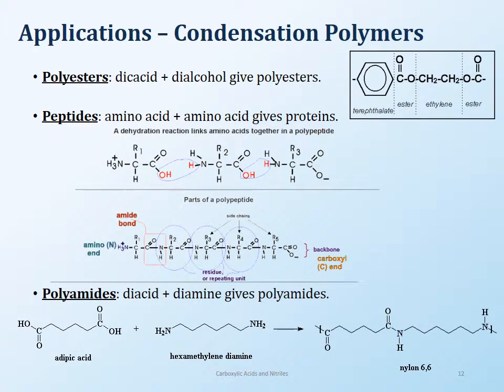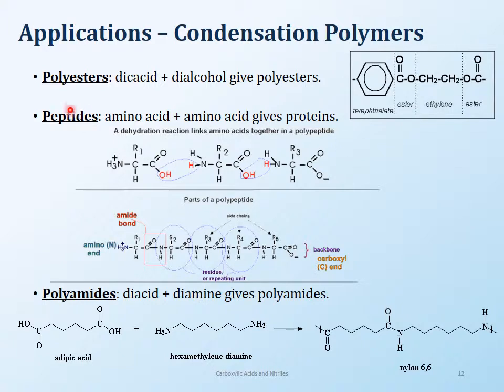And one of the other applications of esters of carboxylic acids is in polymers. The kind of polymers they form is what we call condensation polymers. Condensation polymers are when you take two molecules and combine them so they form a polymer as well as a small molecule like water, carbon dioxide, HCl, something like that. Okay, so those are called condensation polymers.